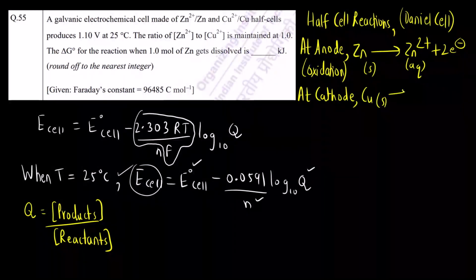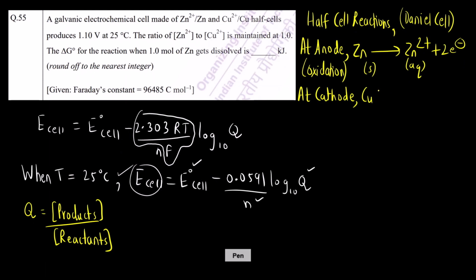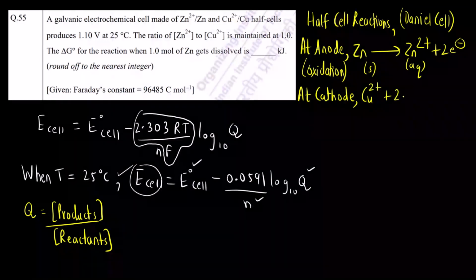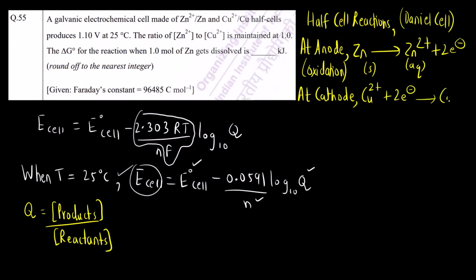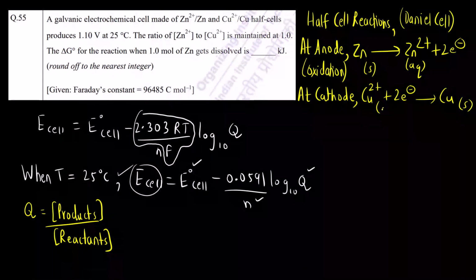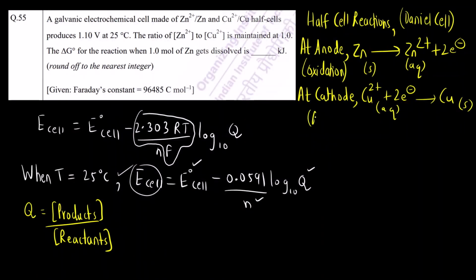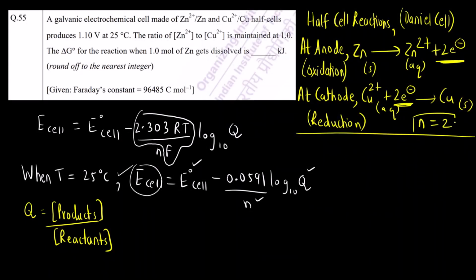Copper solid, it gives, sorry, Cu2+ will gain 2 electrons and becomes copper solid. This is gain of electrons, or we can say it is reduction. So you can see how many electrons are involved: 2 electrons. So what is the value of N? N is the number of electrons involved. N value is 2. So we got the value of N.